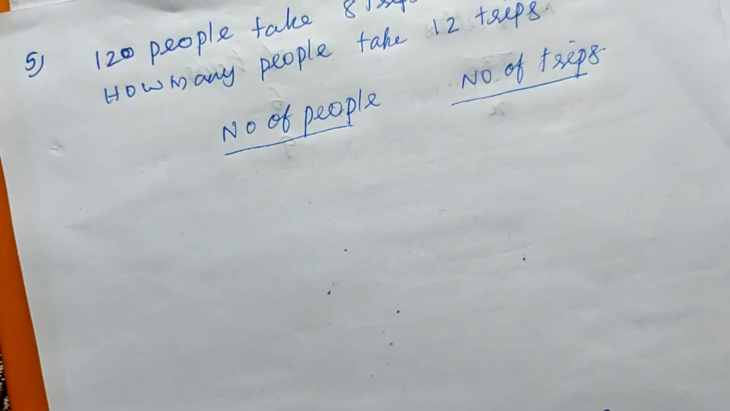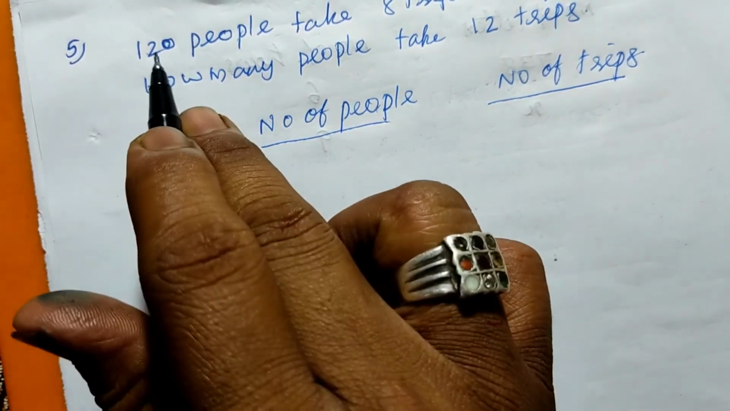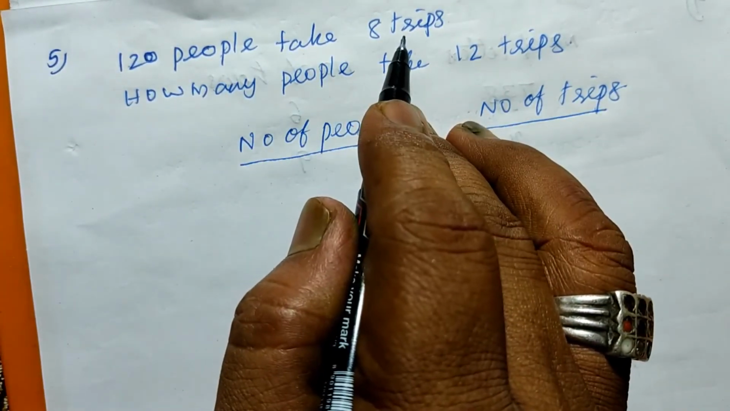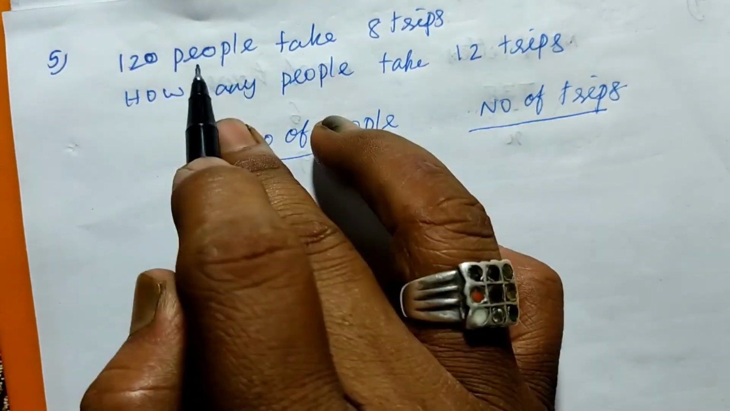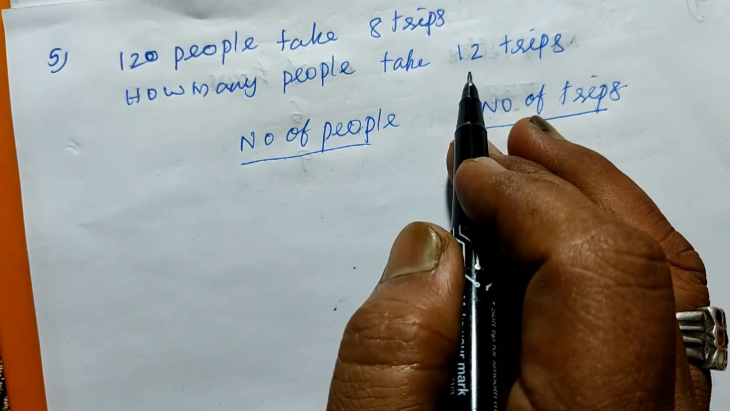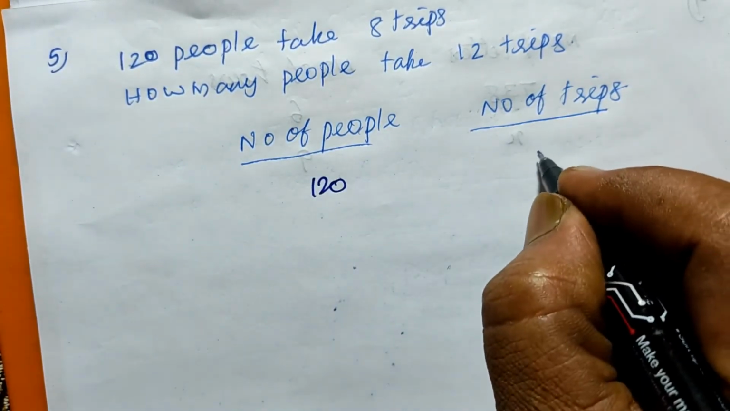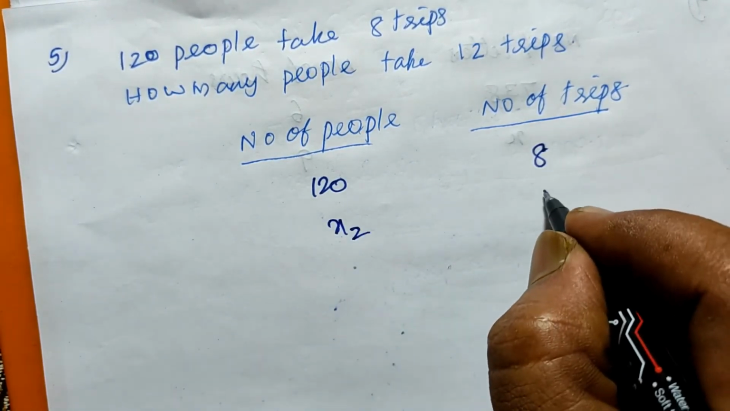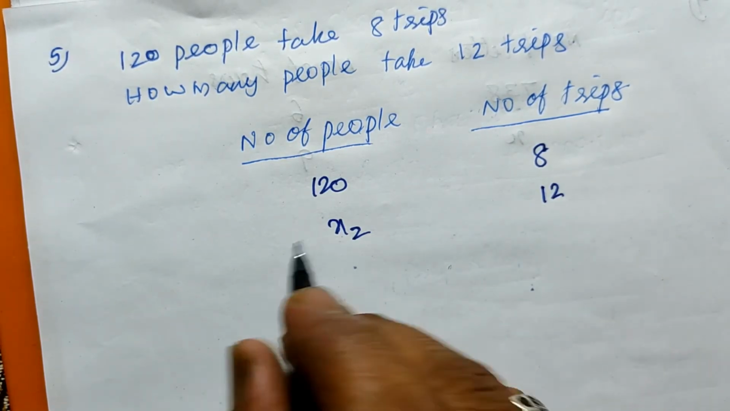Next, fifth sum. 120 people take 8 trips in a lift, and then how many people take 12 trips? If the lift carries 120 people in 8 trips, how many people will it carry in 12 trips? That is 120 people in 8 trips, and then x2 people in 12 trips, right? What is that?